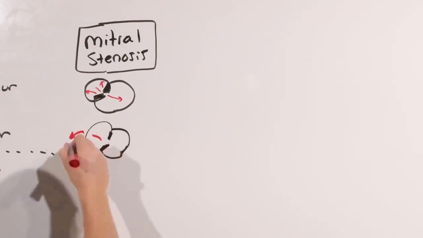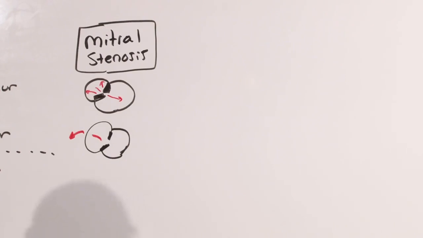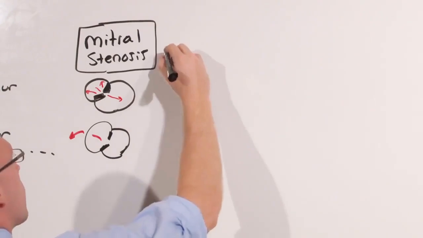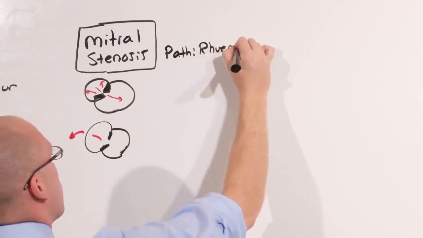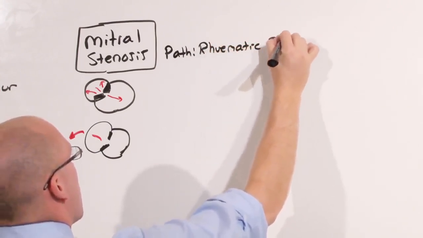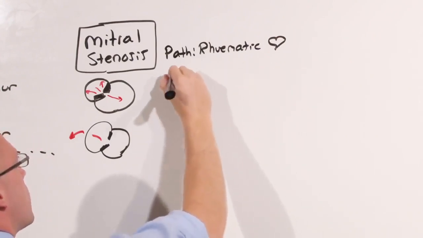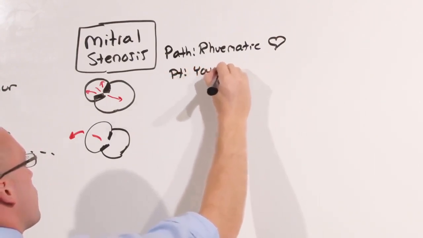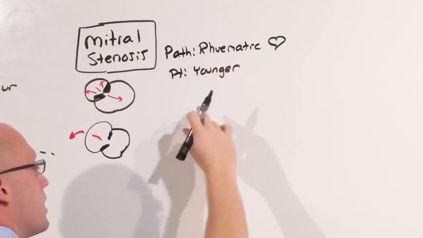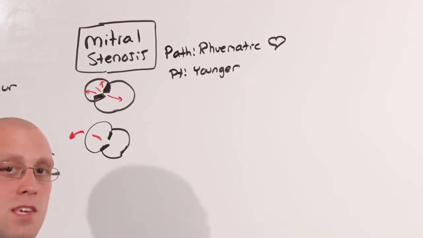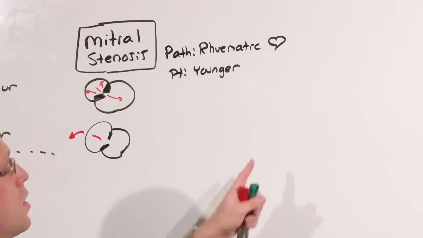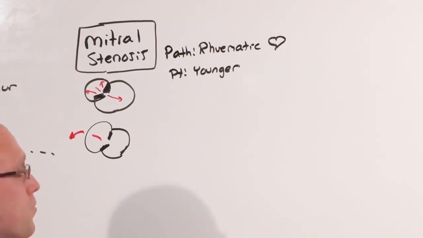And blood backing up into the lungs. So atrial stretch and fluid in the lungs are going to drive the symptoms. The pathology of mitral stenosis is going to be rheumatic heart disease. And because it's rheumatic heart, the patients are generally going to be younger. That is, they're not as old as the aortic stenosis patients with calcification. This isn't calcification.